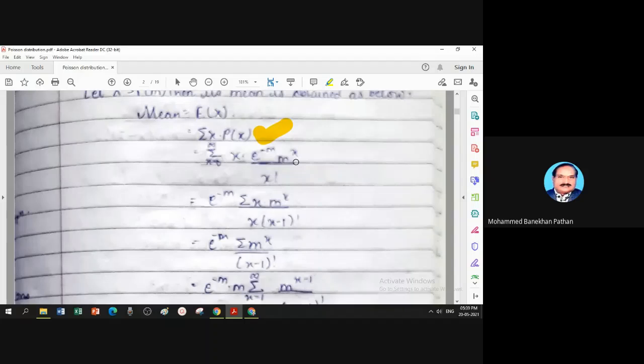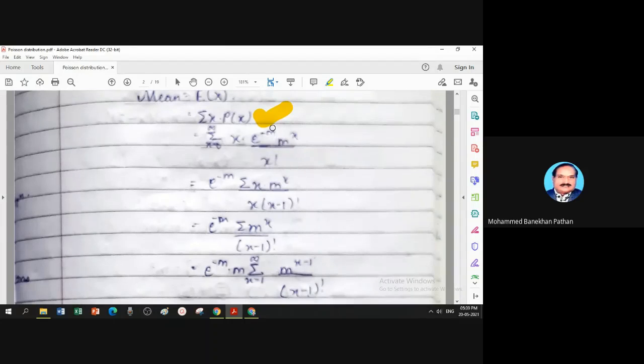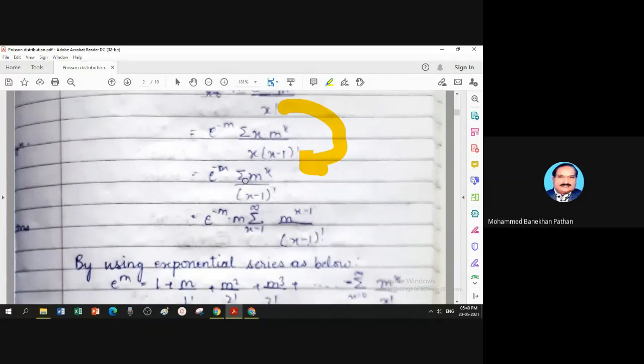To simplify this, step number 1, e raised to minus m is a constant without variable, so you put it outside the summation. Summation x, m raised to x by factorial x. Factorial x can be split like this: x factorial is written as x into (x minus 1) factorial. Now this x cancels with this x. So you get a simplified term.